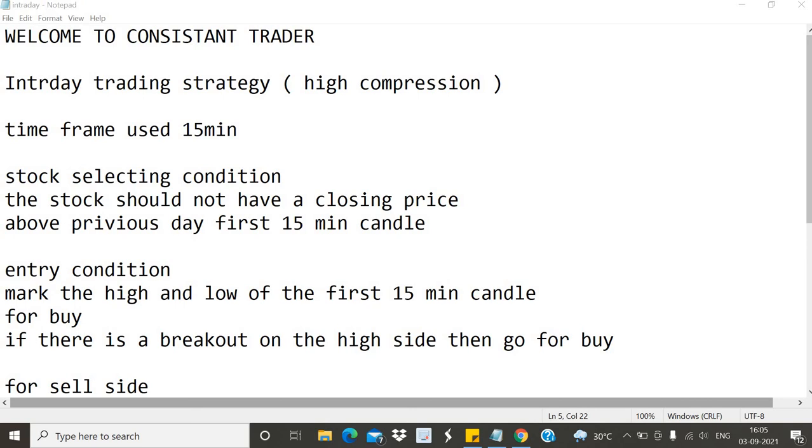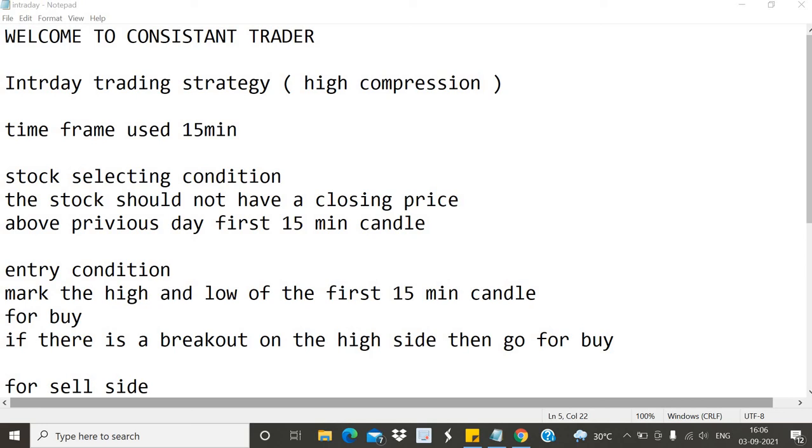So, this is a high compression trading strategy. This is a strategy in which when the stocks get into a compressed state, the next day it may have a breakout on either side. So we are going to use this principle to capture some points in the stocks.